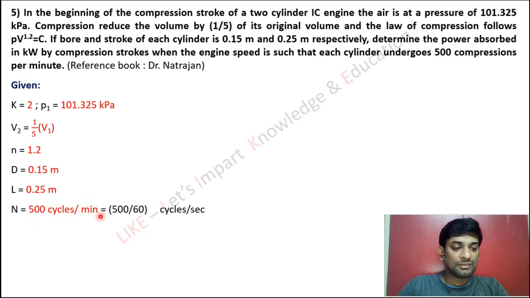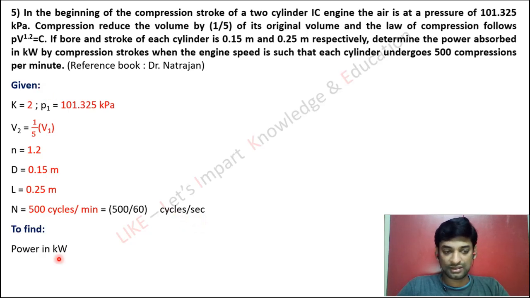It is given in minute. So, you have to convert this into second. The reason is it is asked in kilowatt. Watt means joule per second. So, it should be in second. So, minute is converted into second. So, 500 divided by 60 cycles per second. You have to calculate power. We will solve the problem now.